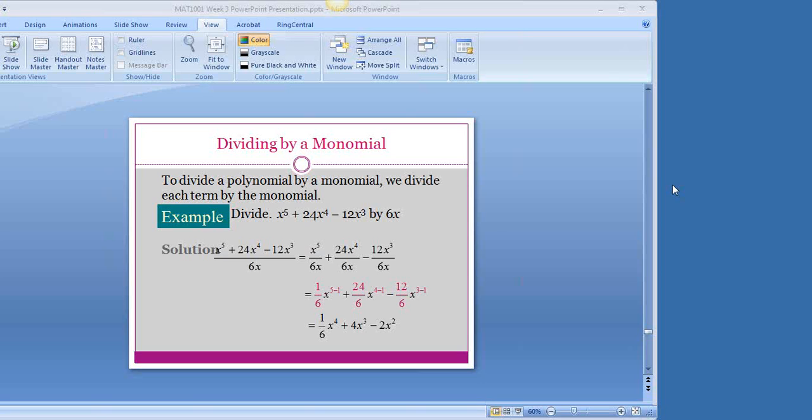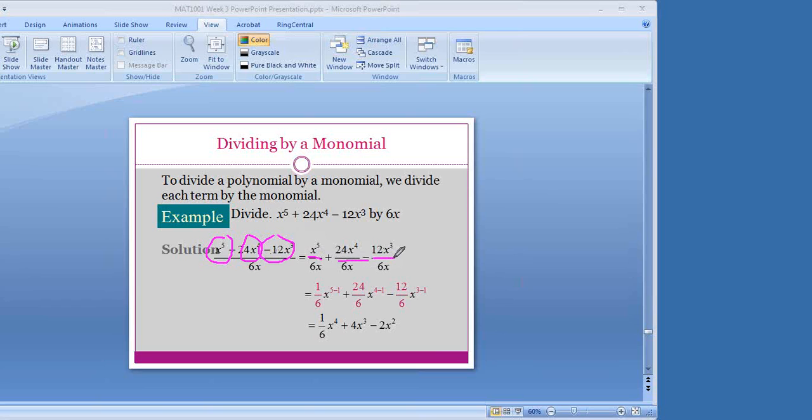We've got x to the 5th plus 24x to the 4th minus 12x to the 3rd, all divided by 6x. And all you have to do is remember to take each of these terms in the problem, making sure you grab the sign of what's in front of it, and divide each term by that 6x. Okay, so this is the procedure to use if you are dividing by a monomial, just one term.